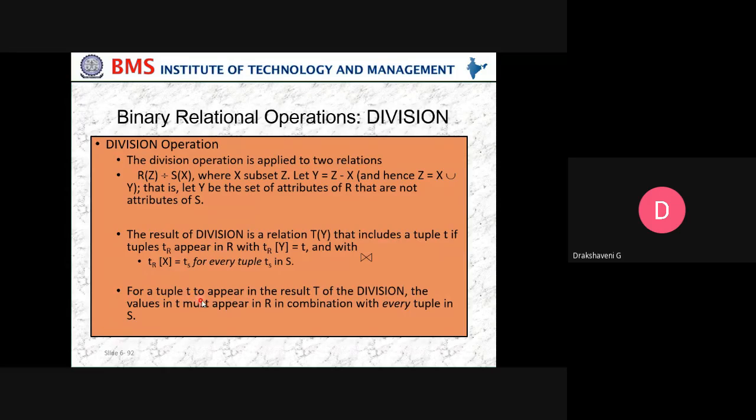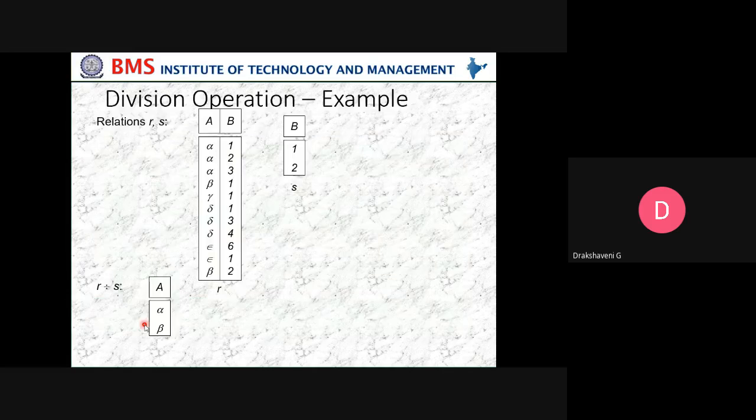For a tuple t to appear in the resultant T of the division, the value in t must appear in R in combination with every tuple in S. That's what the division is here. This is R and S is 1, 2. So which are common in this? Alpha 1, alpha, then 2 is what? 2. So that is alpha 1, 2. So we start doing a division and R division S is alpha beta.